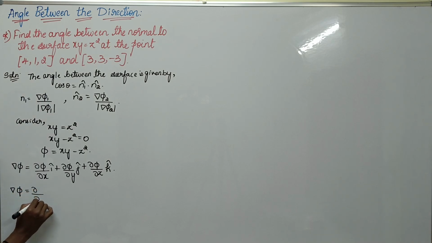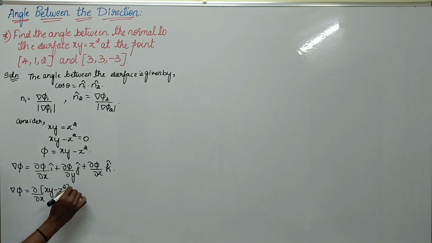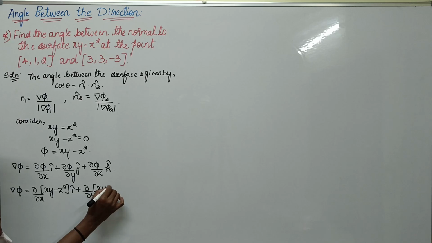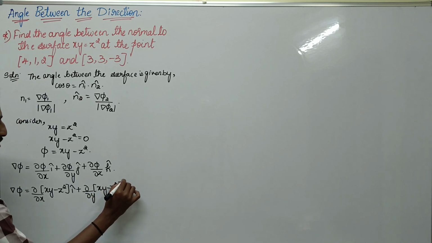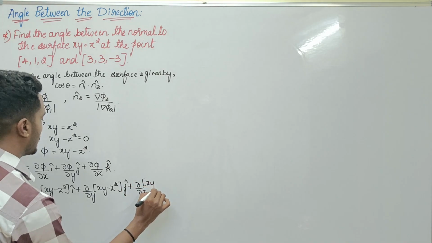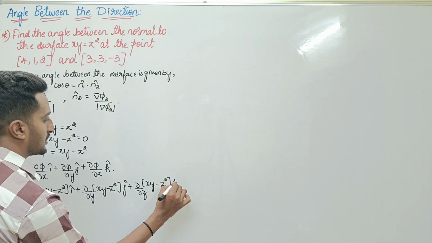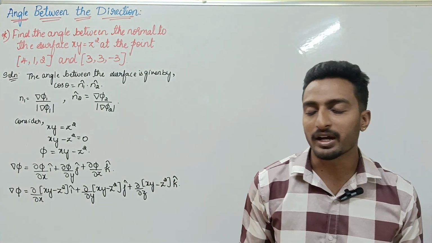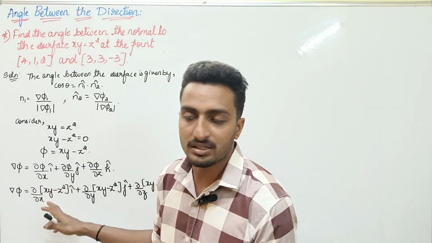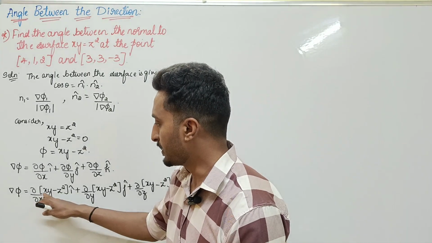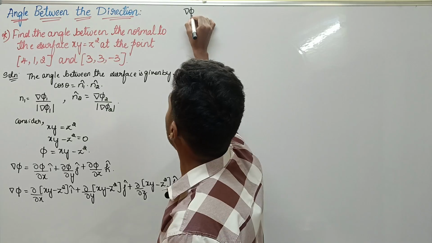That is dou by dou x of (xy minus z square) i cap plus dou by dou y of (xy minus z square) j cap plus dou by dou z of (xy minus z square) k cap. Differentiate this whole scalar function with respect to the given variables x, y, z. That's it. Now let us differentiate term by term, first with respect to x.